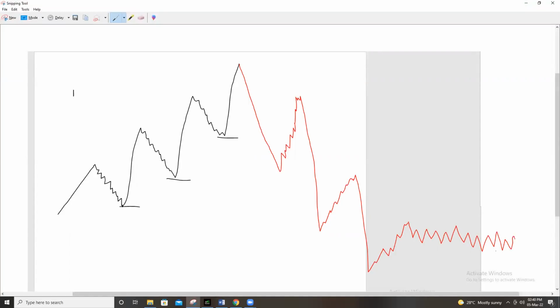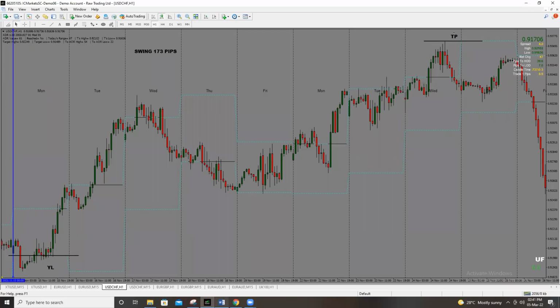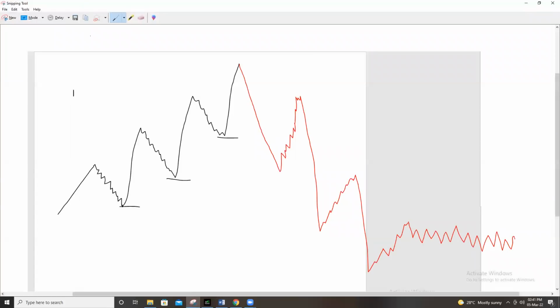So now, if you're a beginner, there's that video on market structure that you can watch. Okay. Now, what next? We need to understand what stop hunts and liquidity grab is. Now, when we talk about stop hunts, let's get here. When you talk about stop hunt, now look at this high. We already say this is a higher high, higher high, higher high.